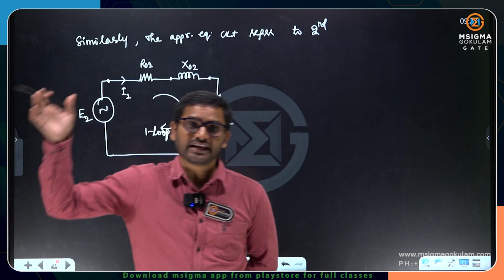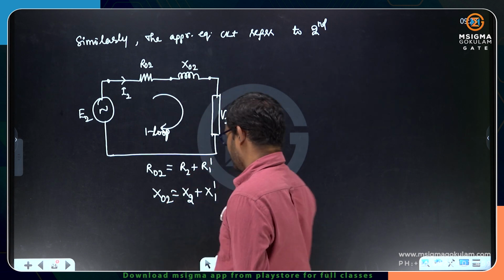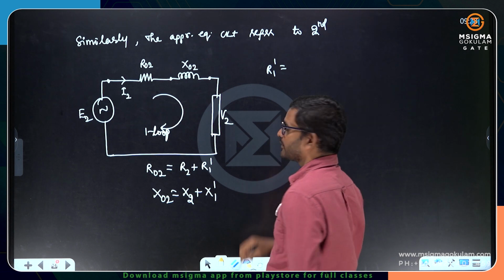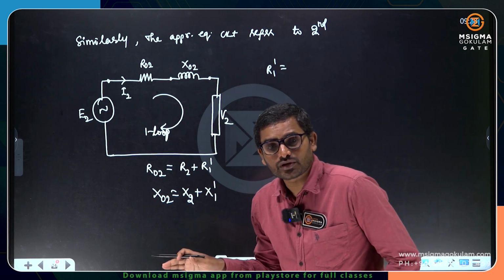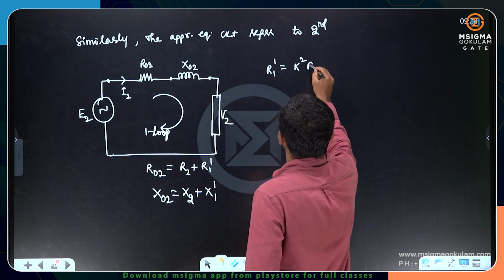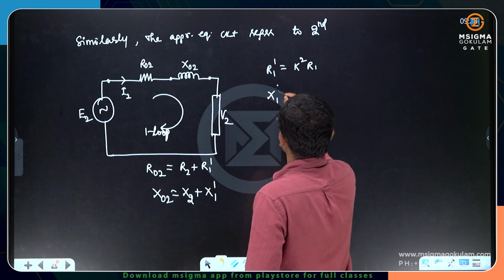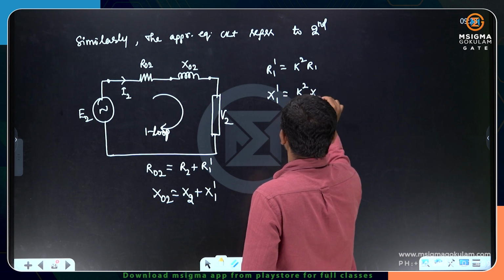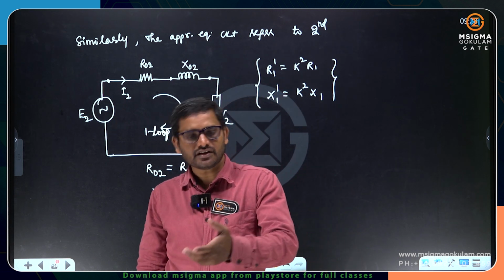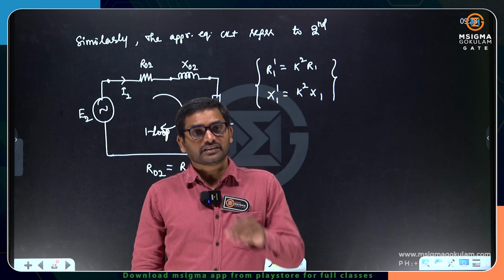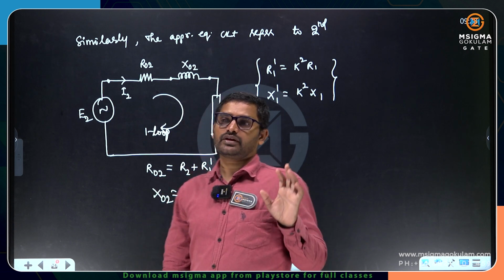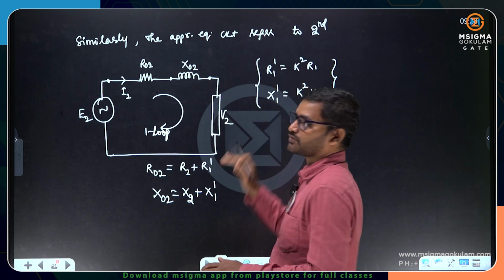Whenever you transfer primary winding parameters onto the load side or secondary side, here R2 dash is equal to R2 by K square. So R1 dash is equal to K square times R1, and X1 dash is equal to K square times X1. The same condition you use: copper losses before transfer and after transfer must be the same, and the per unit reactance drop before and after transfer must be the same. So if you write that, then you will get this one.